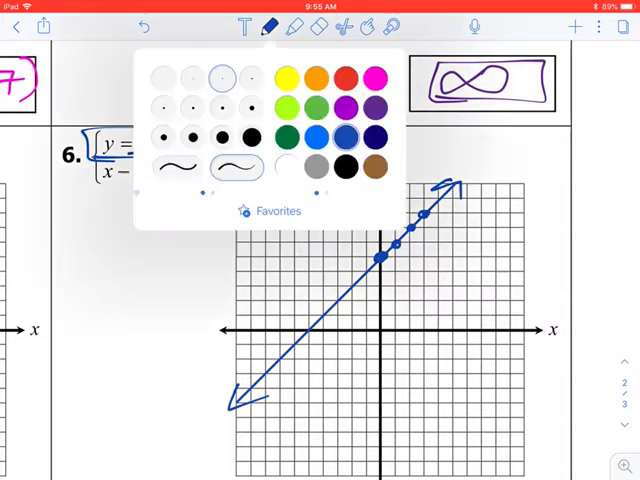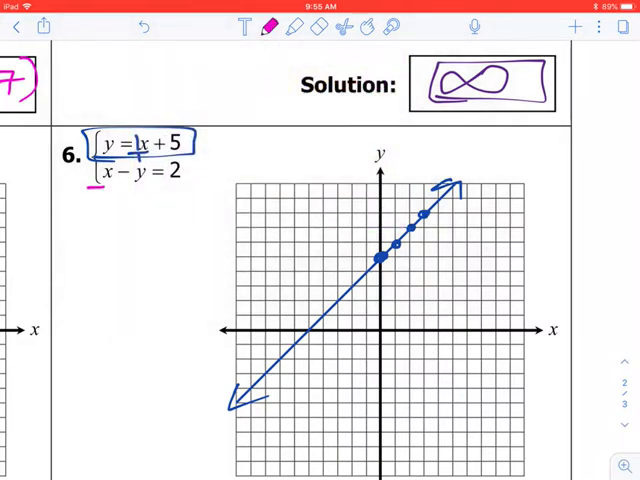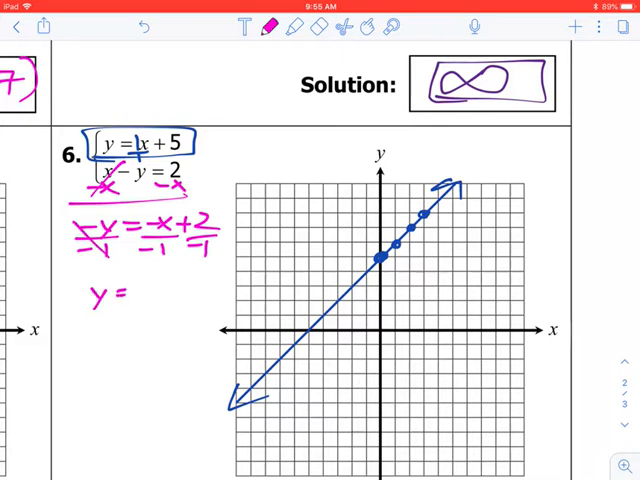So for the other equation, I've got to get y by itself again. Subtract x, I've got negative y equals negative x plus 2. Divide everything by negative 1, and look what happens. y equals positive x minus 2. So negative 2 is right here. Up 1, right 1. Up 1, right 1. Well, look what's happening.